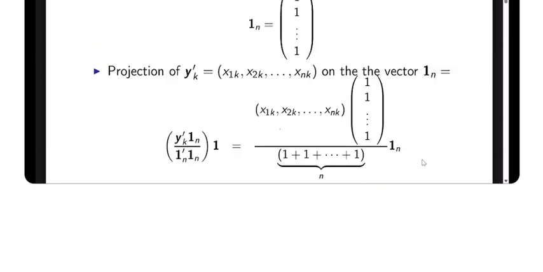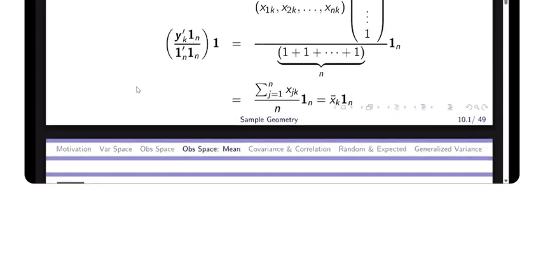Let's see. Can you see the formula now? Look at what is happening here. I'm projecting the y vector onto ones. That's why you're seeing this guy here, onto ones. Can you see that? Now, when you're doing that, you have this ones vector, this guy, and you have this guy.